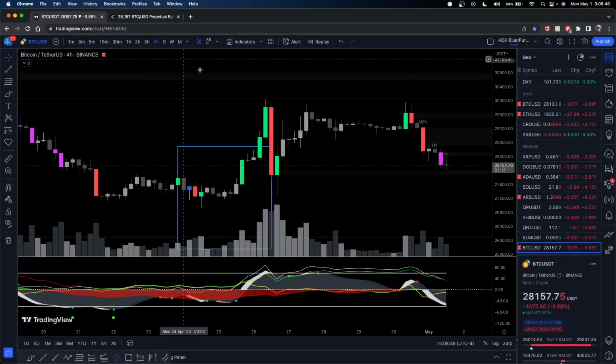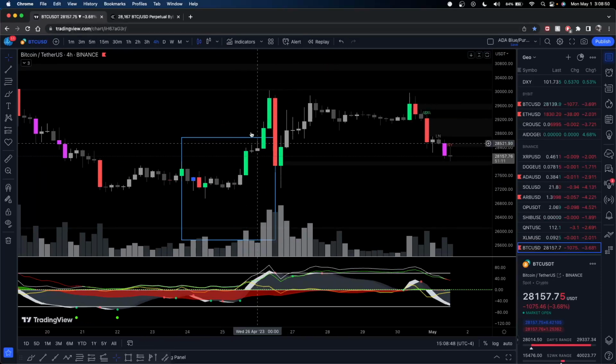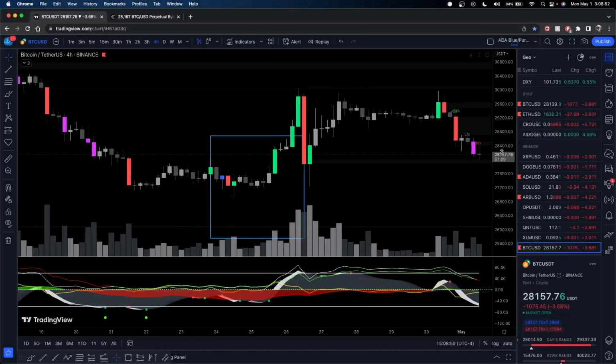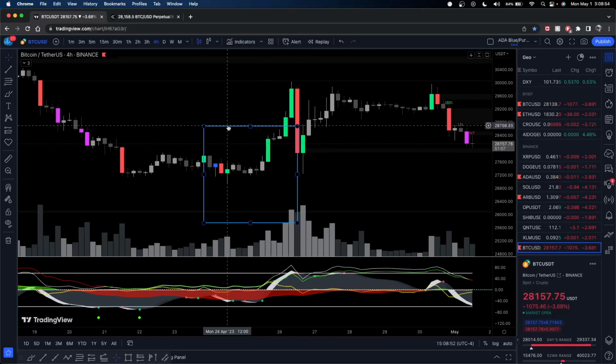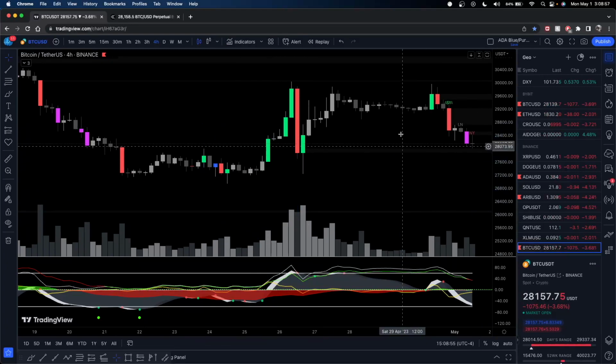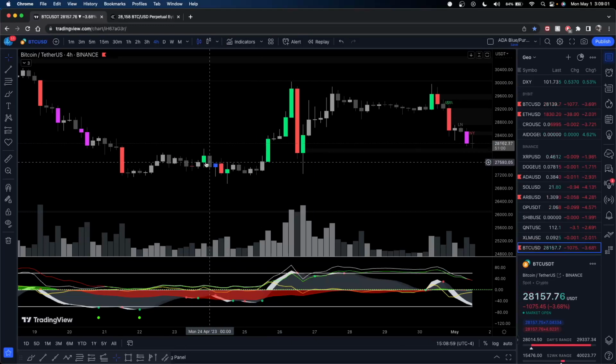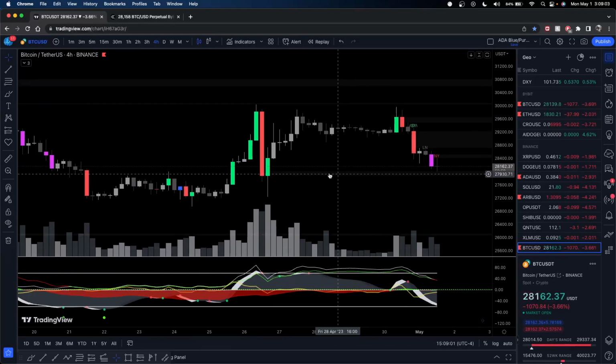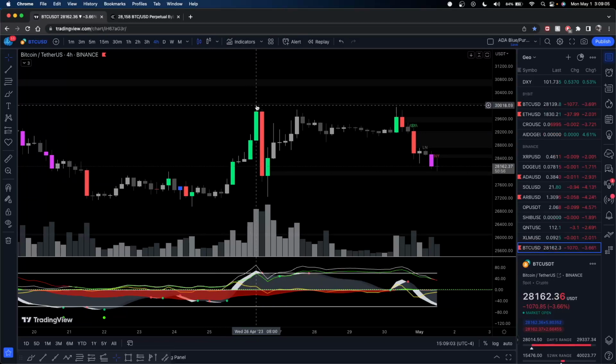So we're on the 4-hour here, and we're going to use these candles as our example, okay? Obviously the first thing you can see, let me move this box, is that our vector candles are colored, aside from some of them, but our vector candles usually are the larger candles, okay?